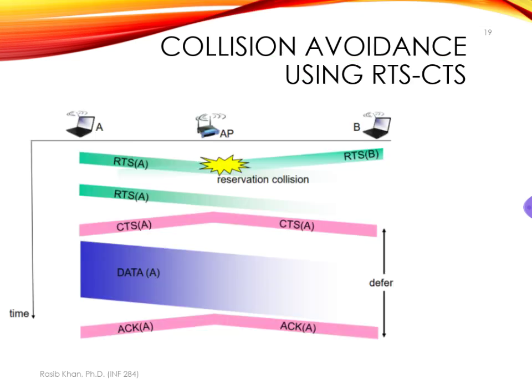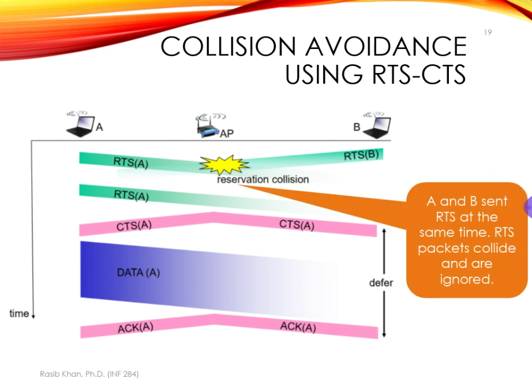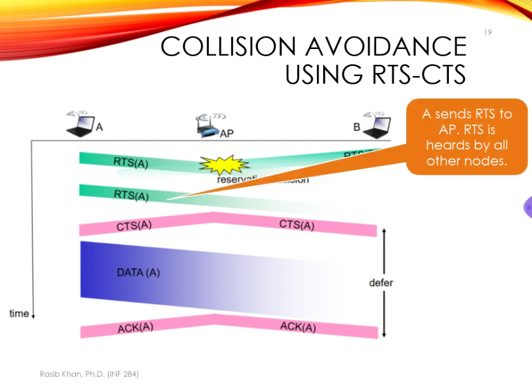So let's look at a simple sequence of the RTS-CTS process. So first, node A and B send the RTS, the request to send packet, at the same time to the access point, and they collide, and both of them are discarded. So both of them will now wait for a random backoff time, and whichever one gets timed down first will get to send the RTS. In this example, A gets a chance before B, so A sends out the RTS to the access point. It is broadcasted over the same frequency.